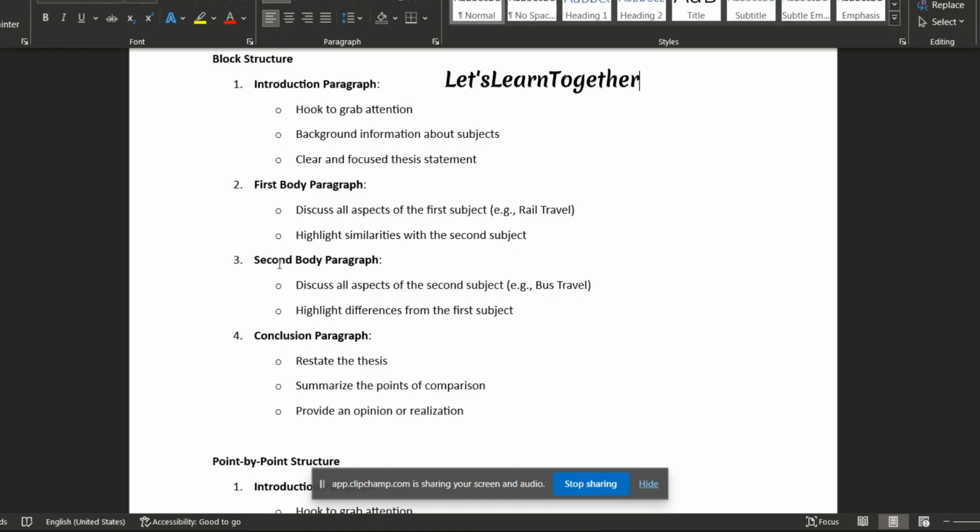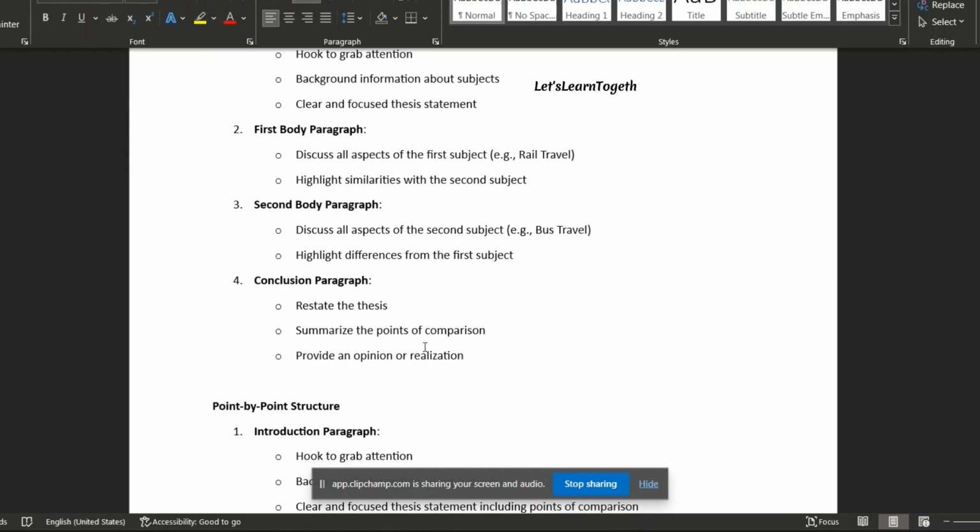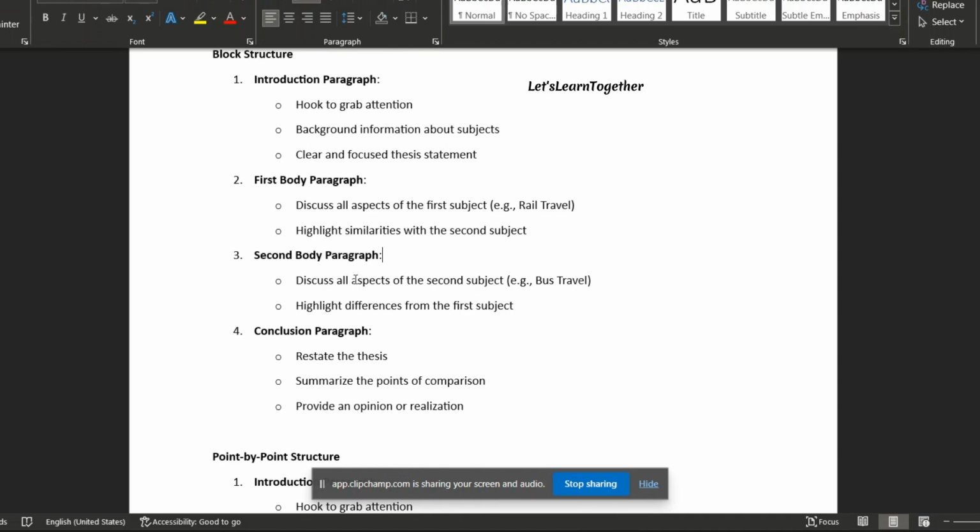And in the first body paragraph and second body paragraph, you know what you have to do. And in the conclusion, you basically have to summarize all the things that you have written in the body paragraphs.